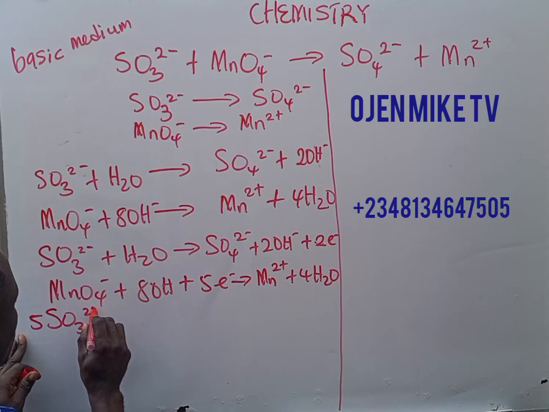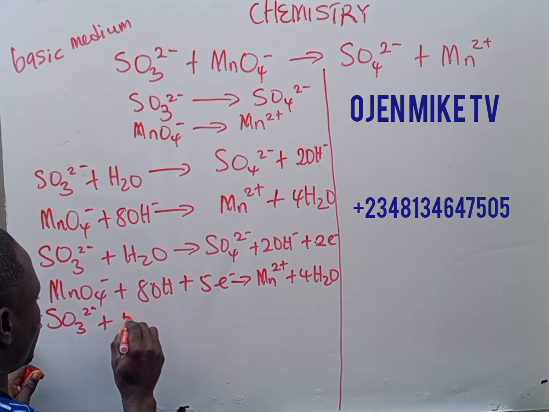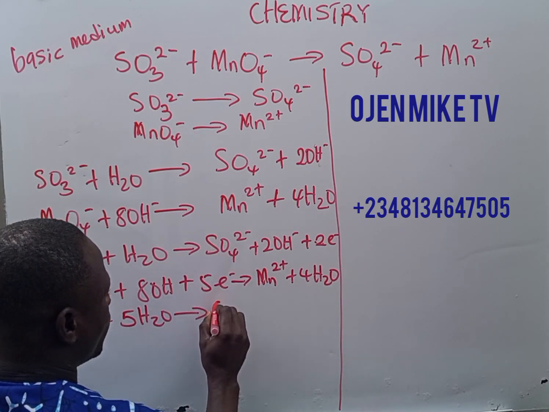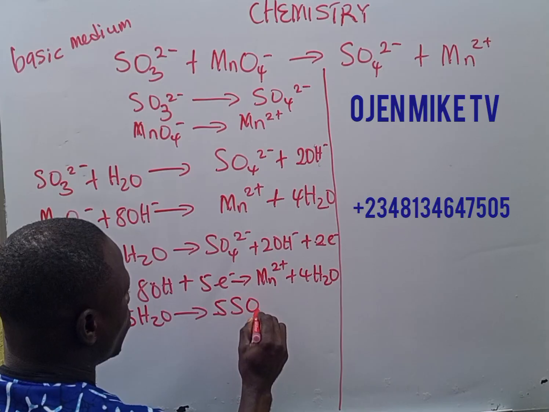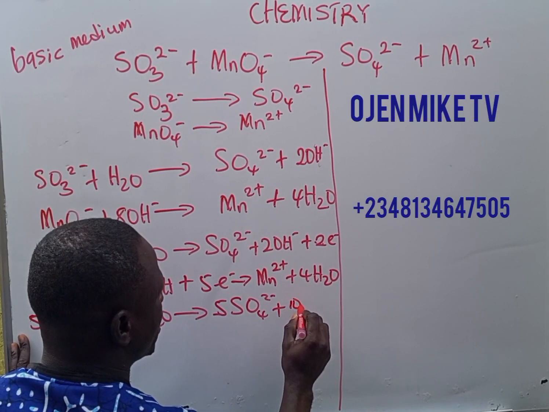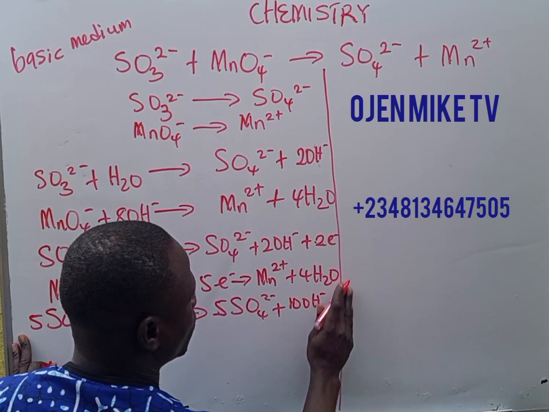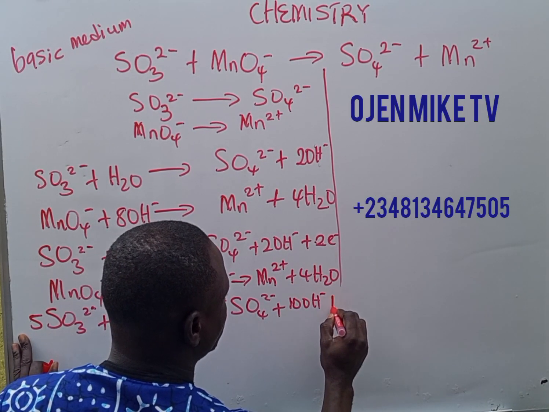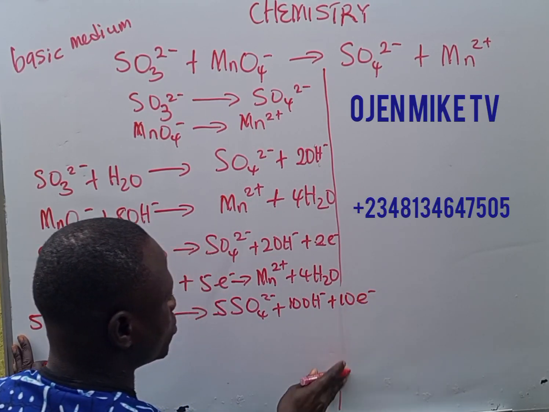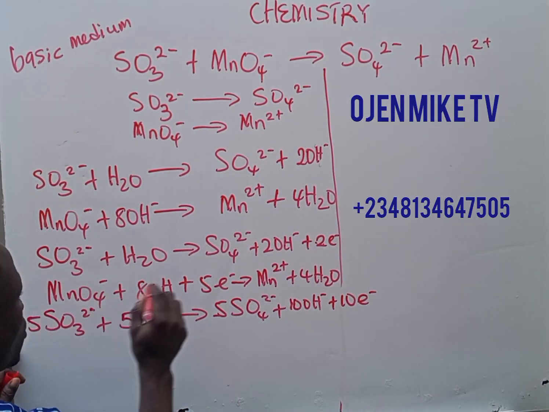So 5 times this one will give us 5 SO3 2 minus plus 5 times water gives us 5 H2O, will give us 5 times this one, 5 SO4 2 minus plus 5 times gives us what? 10 OH minus and what? 5 times gives us plus what? 10 electron. Are you following?